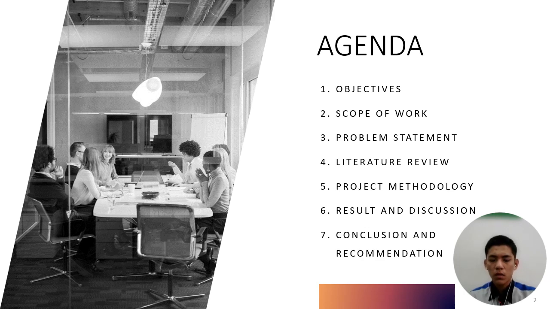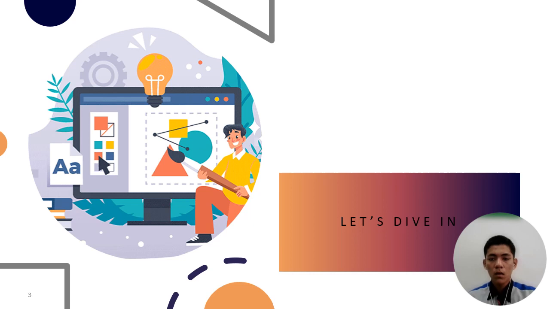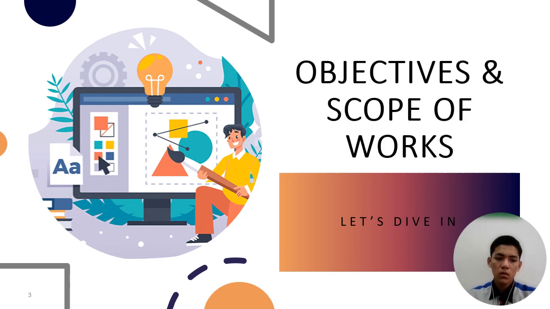The first agenda is the objective, and second, scope of work, and the next is problem statement, literature review, project methodology, result and discussion, and conclusion and recommendation. So firstly, we go to the objective and scope of work.